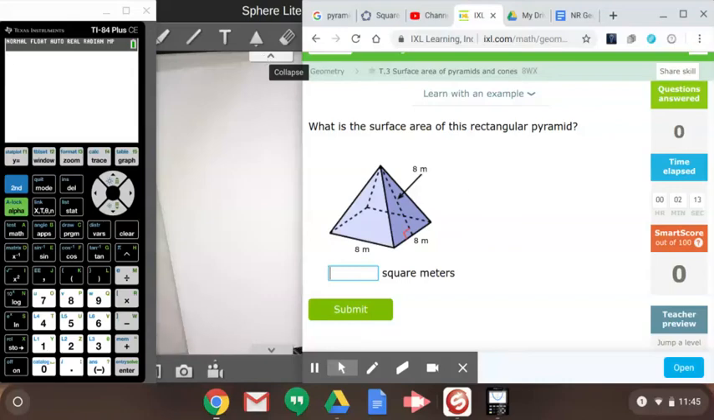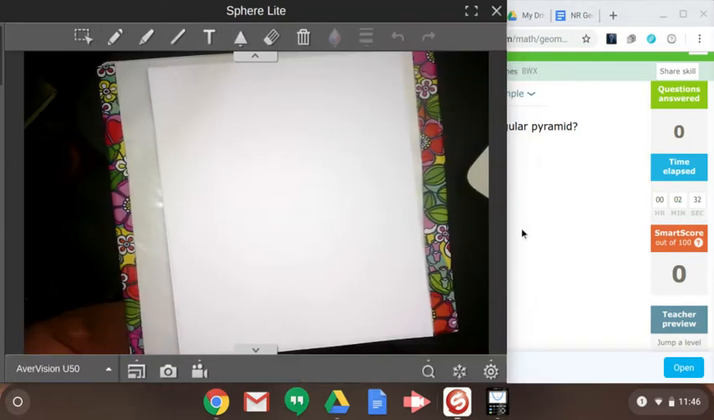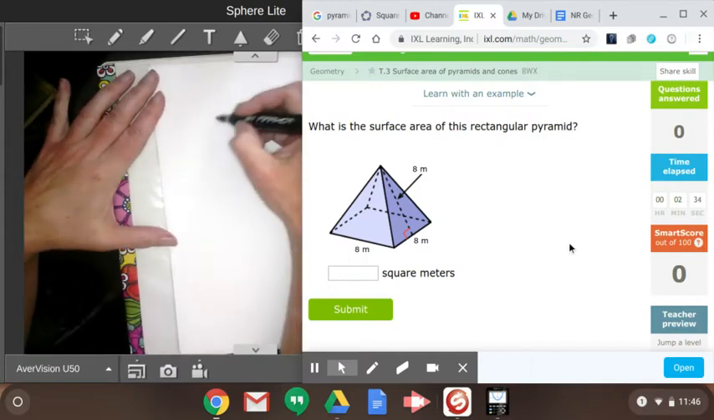Hi, it's Miss Smith, and this is a help on how to do the IXLs for surface area for pyramids and cones. So this one says a rectangular pyramid, but because they're telling you that the bases are both 8, that tells us that that is really a square. So I'm going to draw that.